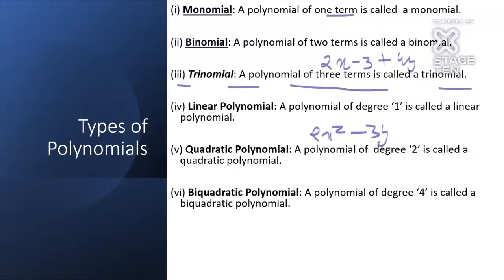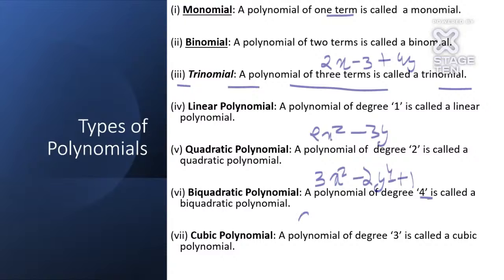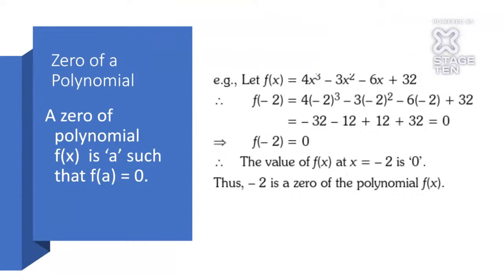Sorry, quadratic. Now biquadratic, bi means double. So it will become 2 into 2, that is 4. So when I have 3x square minus 2y raised to 4 plus 1, there is 2 and 4 both, but the highest is 4. So it is a biquadratic polynomial. And cubic means when the power is 3, for example, 3x cube minus 2y square. Highest power is 3, that is my cubic polynomial. Super easy.